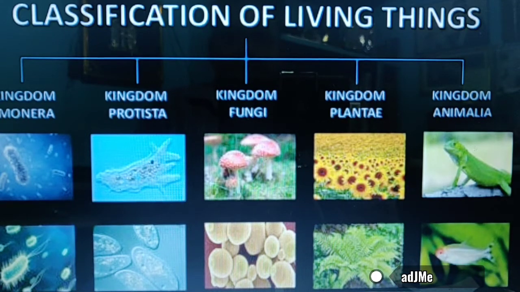fungi. Singular is fungus and plural is fungi. And the fourth one is kingdom Plantae, which includes all plants. And at last kingdom Animalia, which includes all animals. So this is called Whittaker's 5 kingdom classification, named after the scientist R.H. Whittaker. It includes kingdom Monera, Protista, Fungi, Plantae and Animalia.